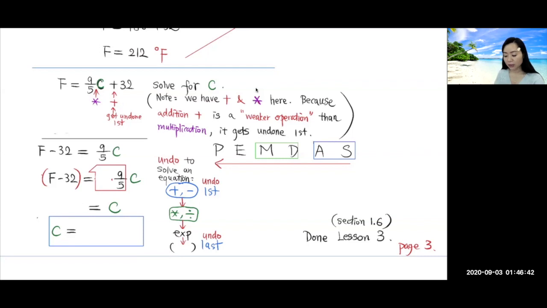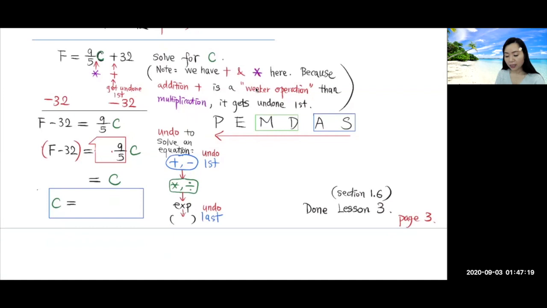And when you undo, then the weaker operation is going to get undone first. So addition and subtraction get undone first, and later multiplication, division, later exponent, and later parenthesis. Okay, so it goes in this order when you try to undo those operations. So here you have multiplication and addition. Addition is weaker, so it will get undone first. So to undo addition over here, we subtract. Okay, so I'm going to subtract 32 on both sides.